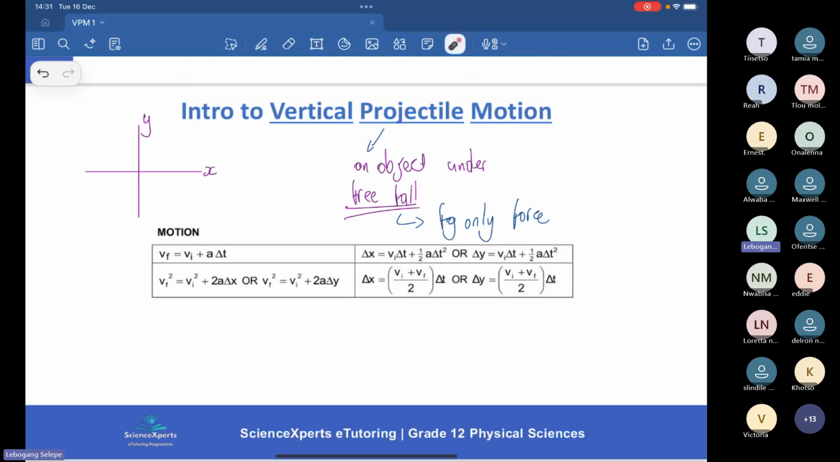So just to summarize, vertical projectile motion, we will be dealing with objects that are moving up or down, and it's only the force of gravity that is acting on that object. At times you find that the object has been given an initial velocity by just throwing it. Thereafter it continues moving under the influence of the force of gravity only. Does that make sense, guys? Do you have any questions so far?